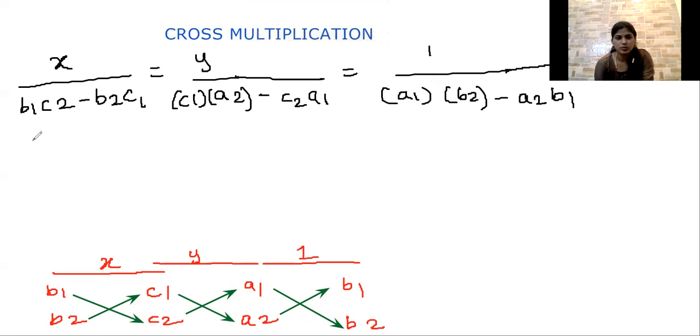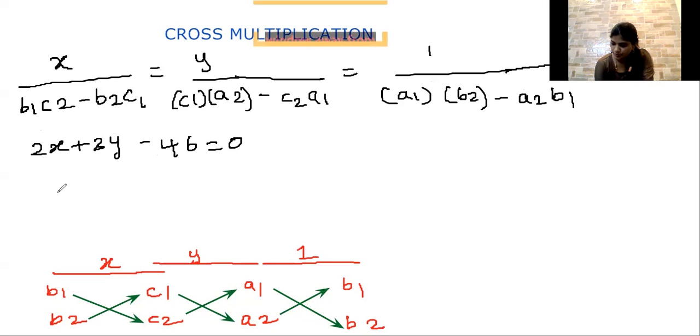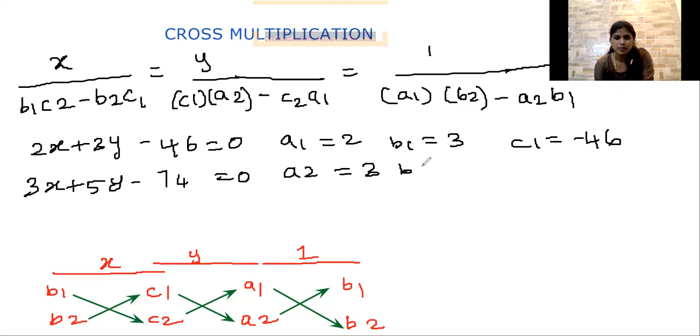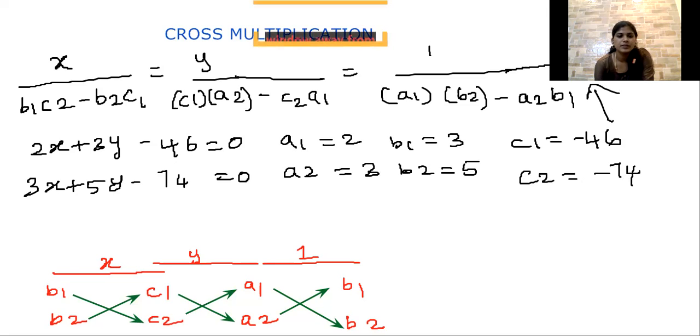So the question was 2x plus 3y minus 46 equal to 0 and 3x plus 5y minus 74 is equal to 0. From this I can say a1 is 2, b1 is 3, c1 is minus 46, and a2 is 3, b2 is 5, and c2 is negative 74. So now I'm going to substitute these values over here.